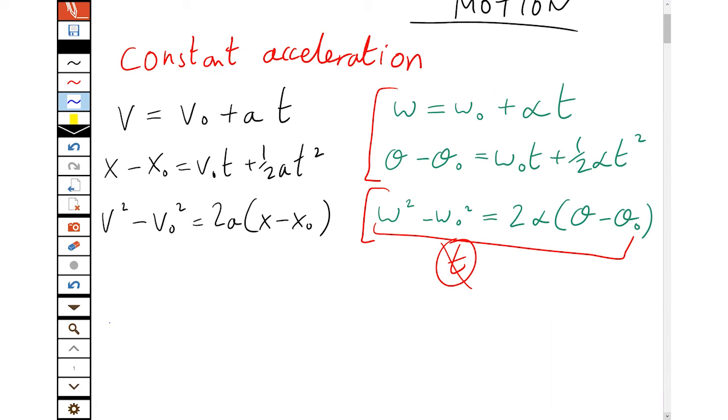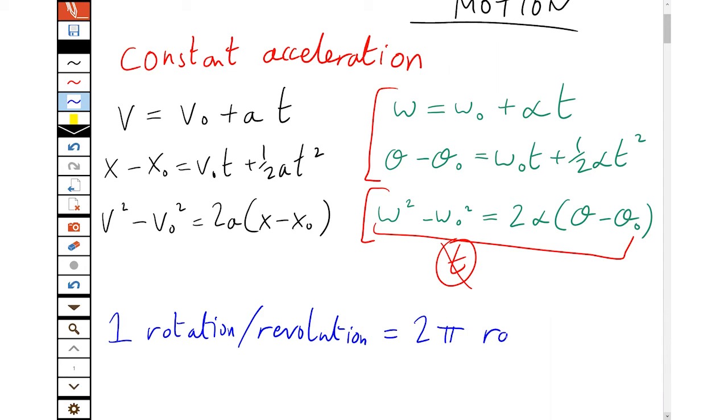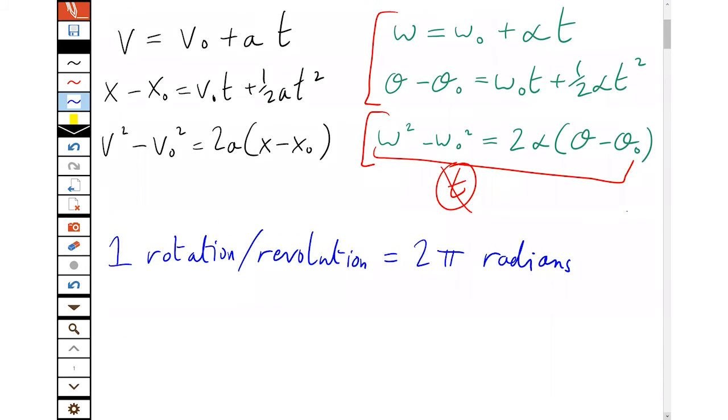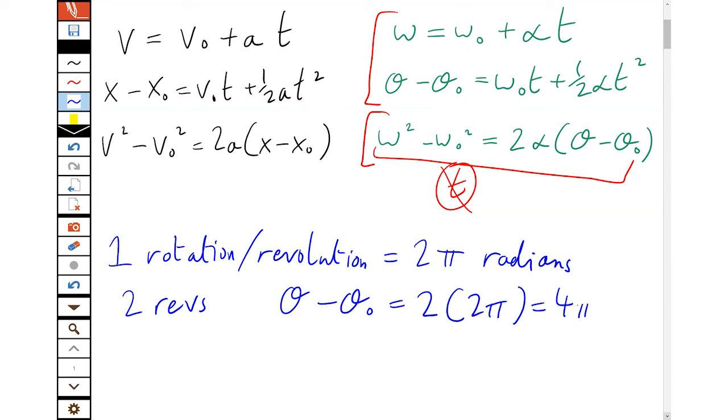And what we remember is that one rotation or revolution is a full circle. So that's 2 pi radians. So for example, if we say something does 2 revolutions, that means the change in angle is 2 revolutions. So that's 2 times 2 pi, which is 4 pi radians.